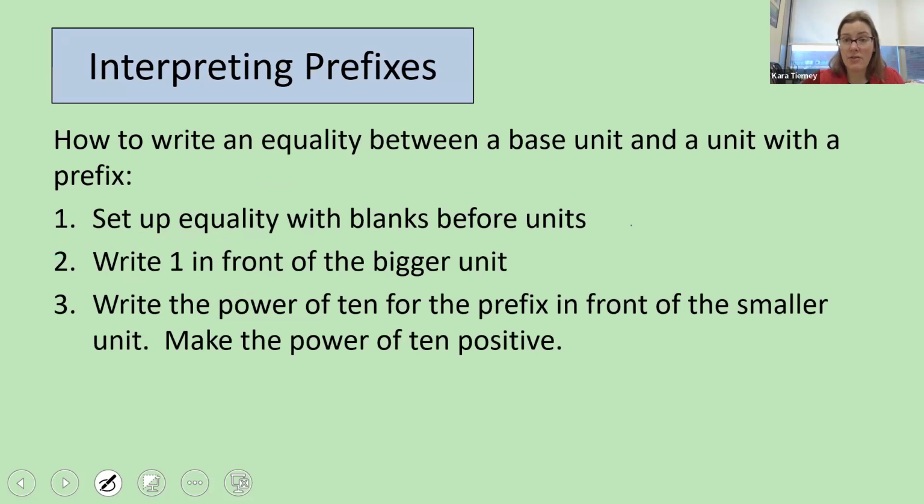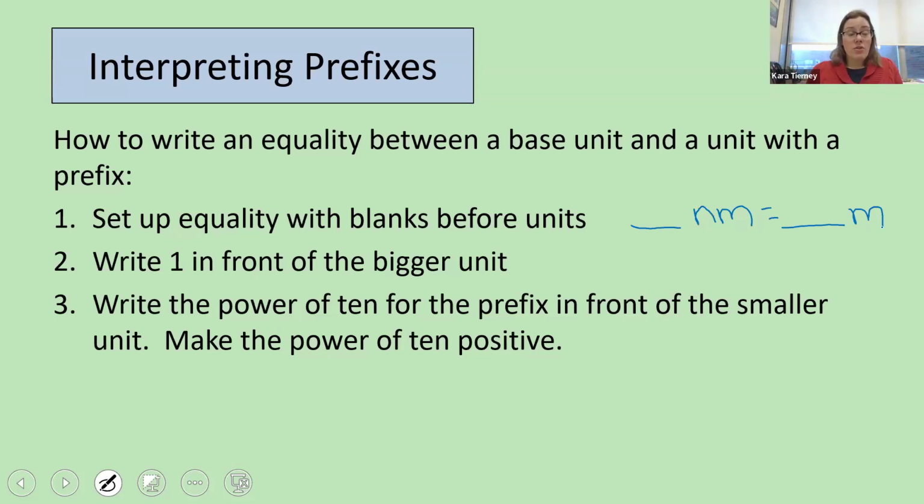Let's do one together. Let's say I want to relate nanometer and meter. So my base unit is the meter. The unit with the prefix is nano here. You can only write equations when you have a base unit and only one prefix. I'm going to show you why that is in just a little bit.